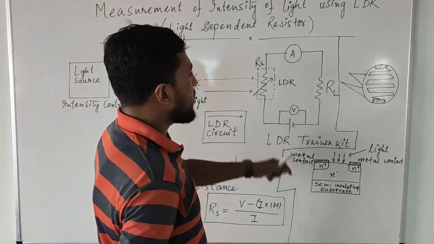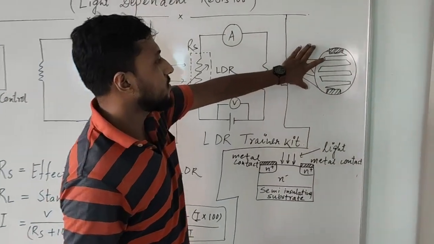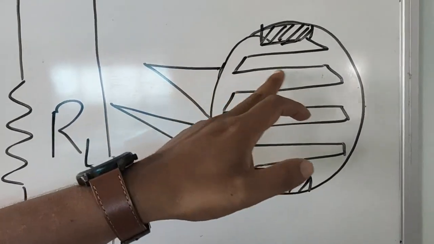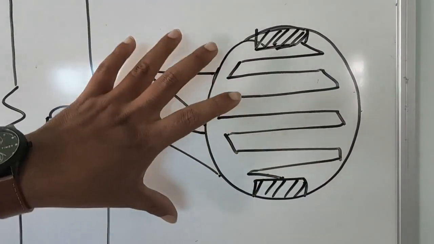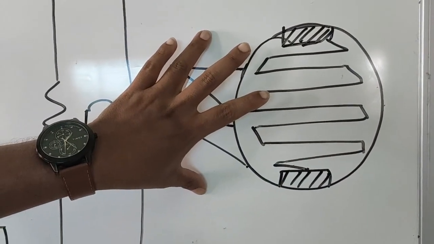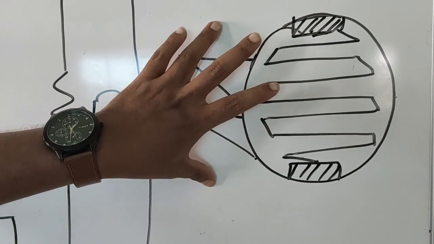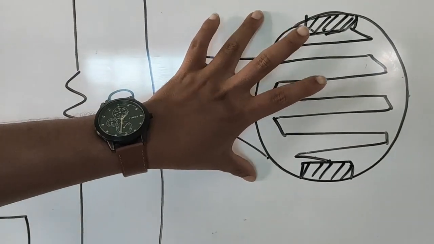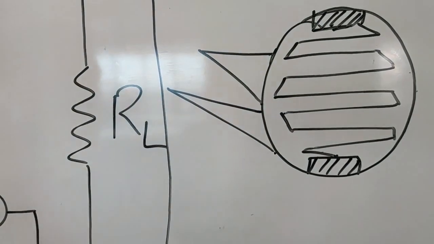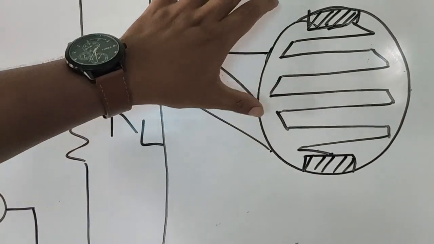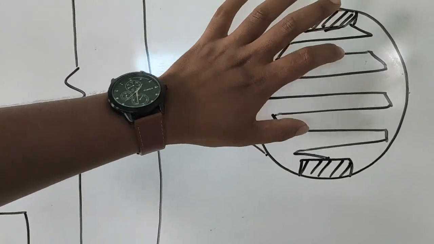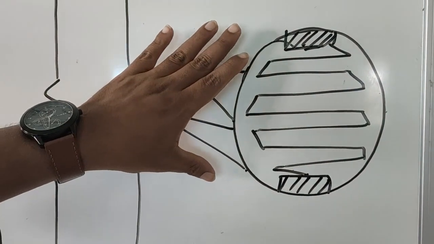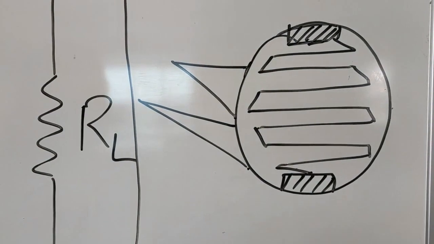So it is nothing but a semiconductor product. You can see this is the LDR. It is nothing but the semiconductor product which is arranged in a zigzag manner. It may be cadmium sulfide or cadmium selenide, this type of material generally the LDR is, and whenever light falls onto this object, the resistance varies accordingly depending upon the intensity of light, right?